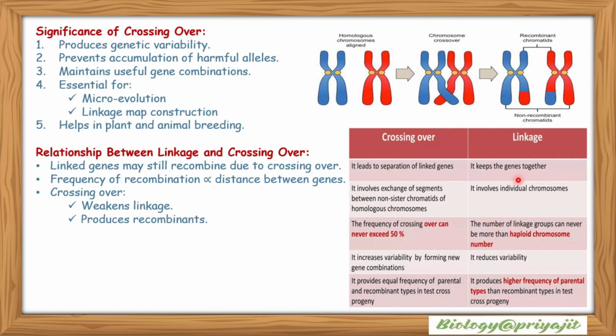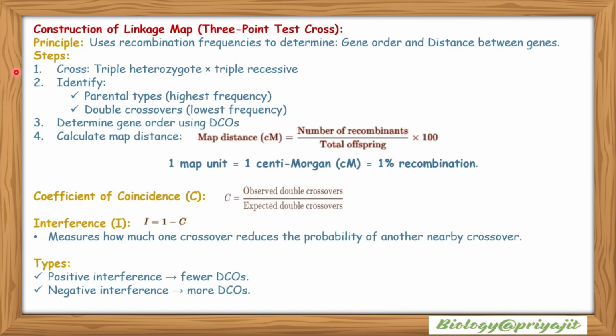This is the comparison between crossing over and linkage. Construction of the linkage map, or three-point test cross. Principle: it uses recombinant frequencies to determine gene order and distance between genes. Steps: cross a triple heterozygote versus a triple recessive. Identify parental types, which show higher frequency, and double crossovers, which show lower frequency. Determine gene order from the double crossover types, or DCOs. Calculate map distance. Map distance in cM is the number of recombinants divided by the total number of offspring, times 100. One map unit is equal to 1 centimorgan, which is equivalent to 1% recombination.